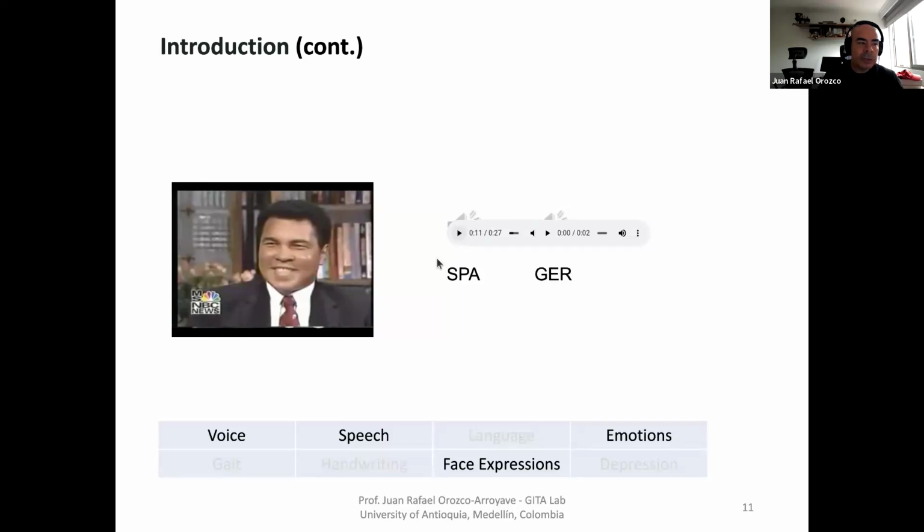So this is more or less monotonic, which is well documented in the literature. And this is in German.